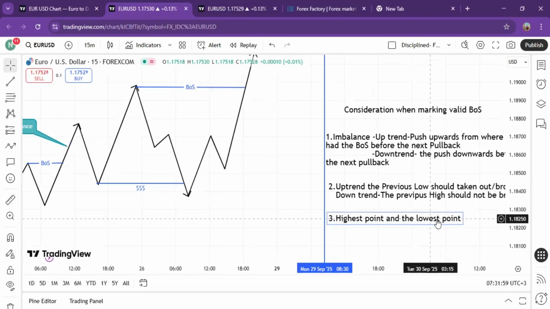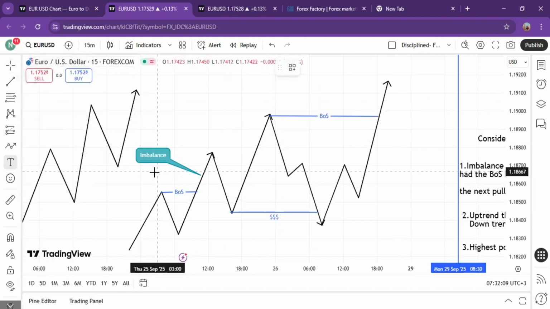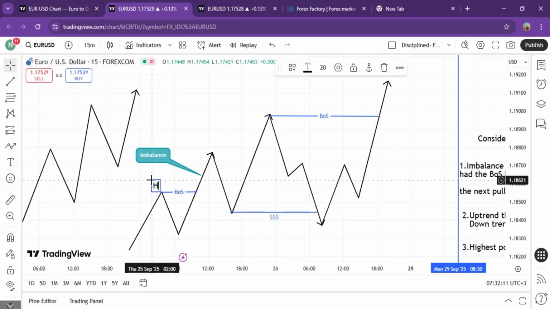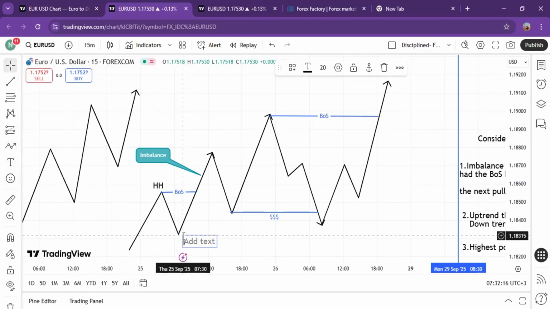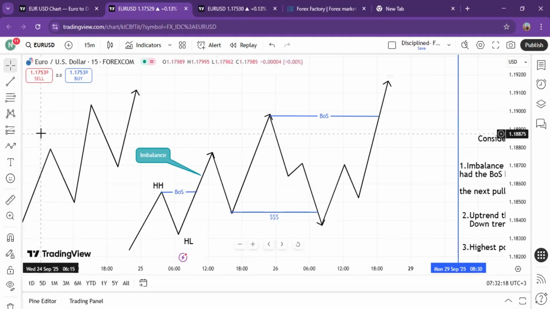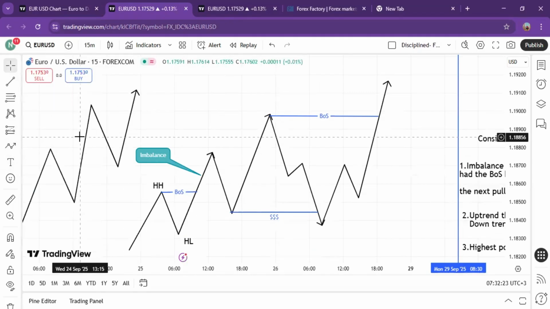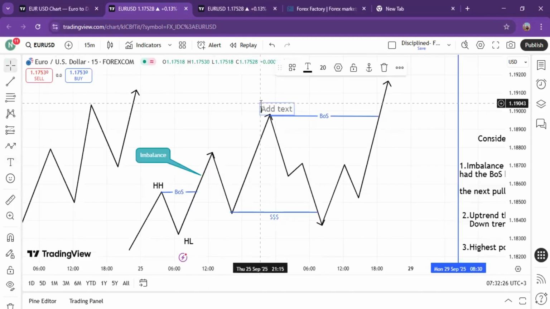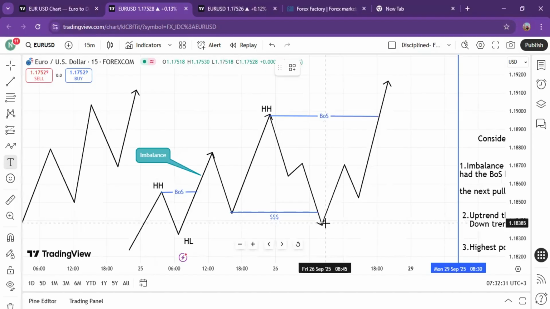That brings us to the third point here. You always consider the highest and the lowest point, and that's why we refer to them as higher highs, higher lows, because the market is moving from higher high. At this point, we have a higher low at that point. At this point here, we have a higher high. And at this point, we have a higher low at that point.